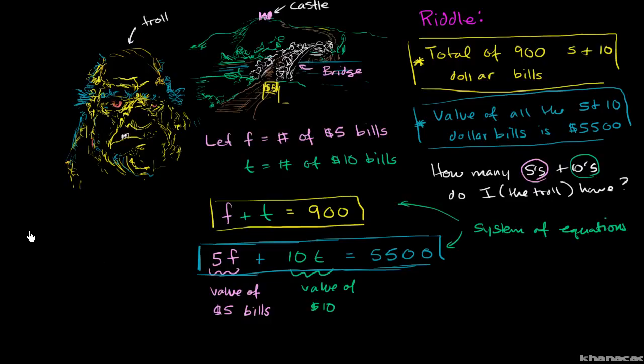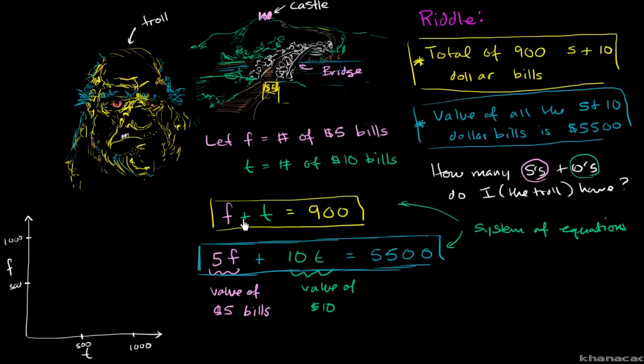So let's draw some axes over here. Let's draw an f-axis, that's the number of 5s that I have, and let's draw a t-axis, that is the number of 10s I have. And let's say that this is 500 5s, that's 1,000 5s. This is 500 10s, and this is 1,000 10s.